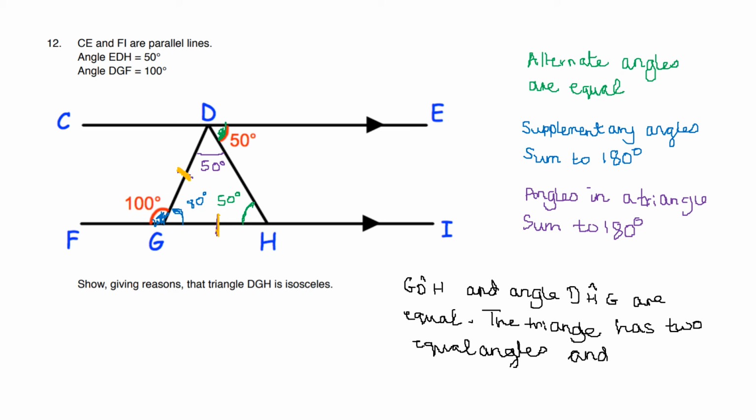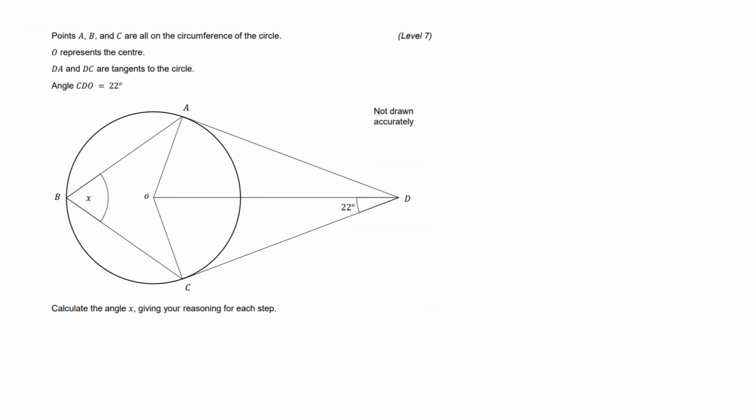And so is isosceles. So you just need to explain that you've got two equal angles, and a triangle that has exactly two equal angles is isosceles. Right, so our final two questions are circle theorem questions. So we've got points A, B, C all on the circumference of the circle. O represents the centre, DA and DC are tangents to the circle, and angle CDO is 22 degrees.